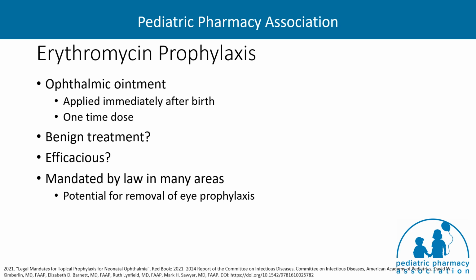Administration of erythromycin ophthalmic ointment prophylaxis occurs immediately after birth, generally within the first hour, and is a one-time dose. You will see nurses give a ribbon of ointment into the conjunctival sac. As with the administration of any type of antibiotic, there is potential for increased organism resistance. We have seen this with an increased resistance of gonococcal isolates. Erythromycin is also not efficacious against chlamydia, which can represent up to 40% of cases.